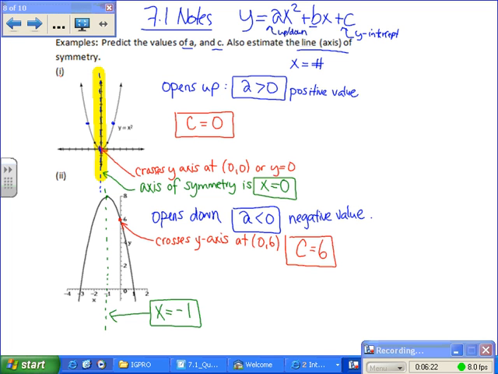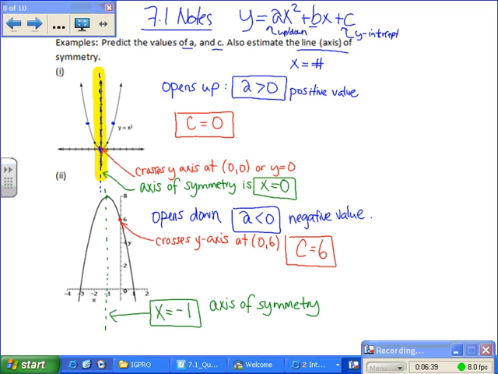That's where my line of symmetry goes through my x-axis. So that's the equation of the axis of symmetry. So the axis of symmetry is the line x is equal to -1, sorry.